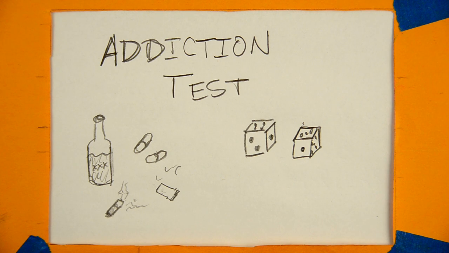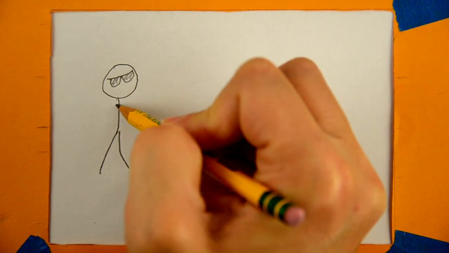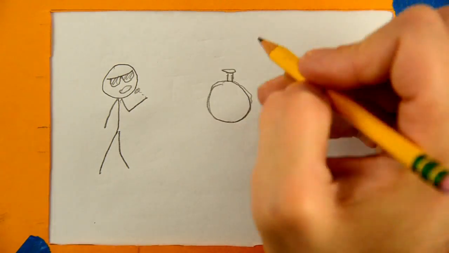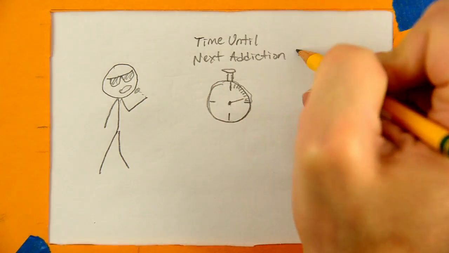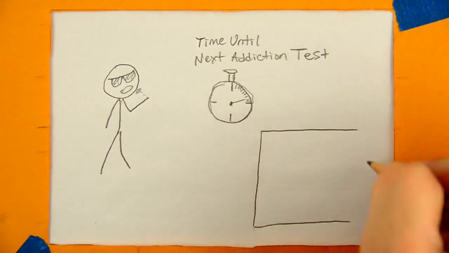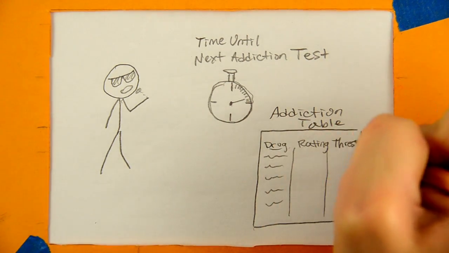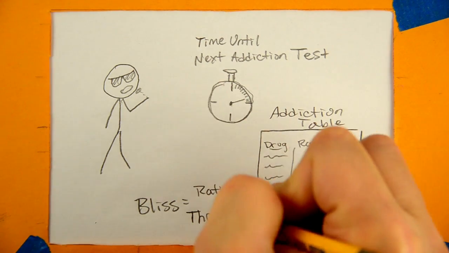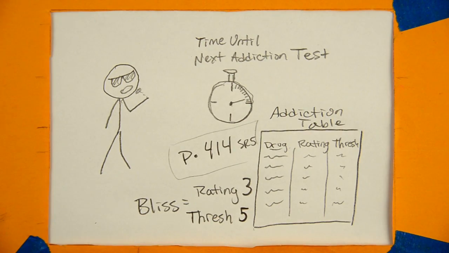Here's how it works. The first time that you engage in any particular addictive activity, the clock starts ticking. Consult the addiction table on page 414 of the SR5 Core Rulebook and determine the addiction rating of the substance or activity in question. While you're at it, you might as well take note of the addiction threshold of the drug as well. For a running example, we will use the drug Bliss, which has an addiction rating of 5 and an addiction threshold of 3.